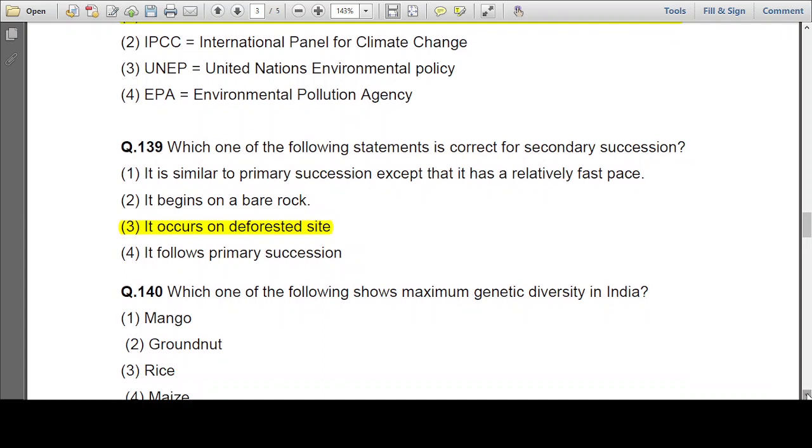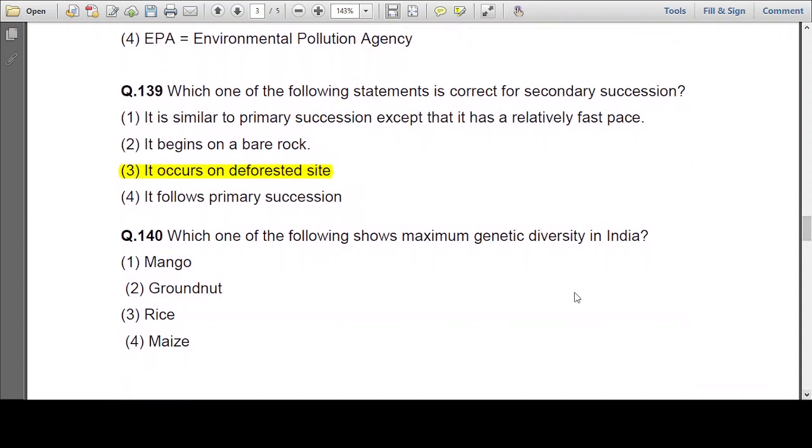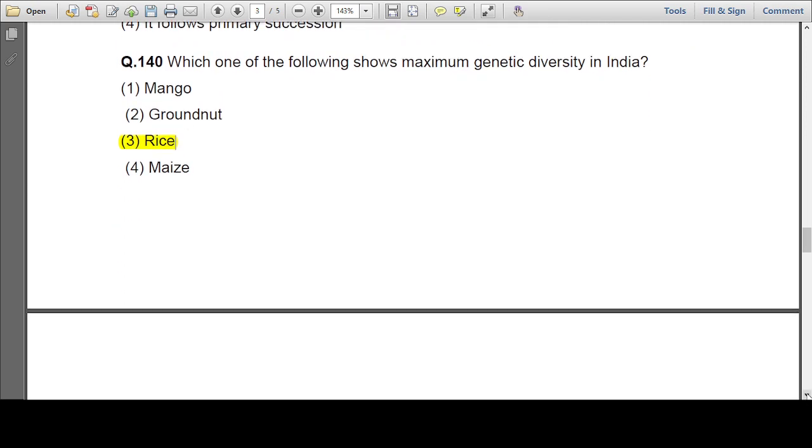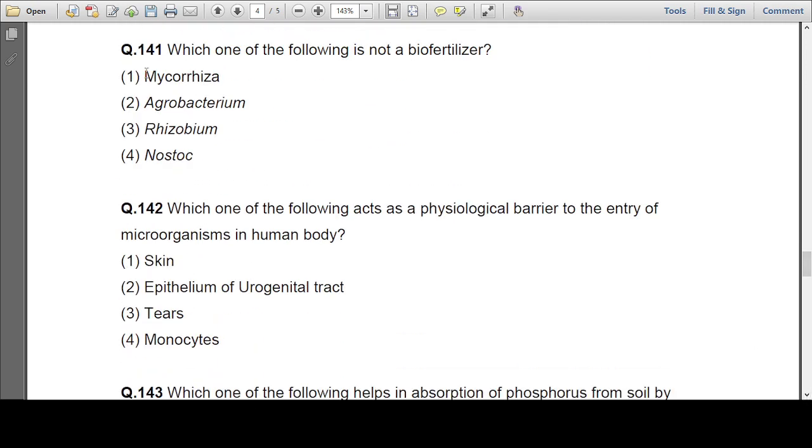Then come to 140. Which one of the following shows maximum genetic diversity in India? The answer is rice. Rice has almost 50,000 varieties. So the correct answer will be rice. Now come to the next question. 141. Which one of the following is not a biofertilizer? Mycorrhiza, yes it is. Rhizobium, yes it is. Nostoc, yes. Agrobacterium is a cloning vector, so it is used for the transfer of genes.